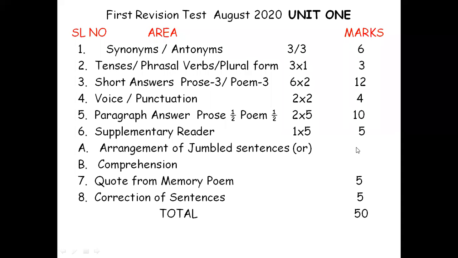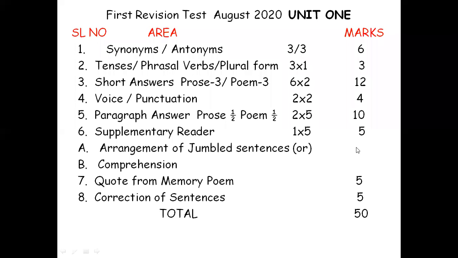Then followed by short answer type, that is very brief answers. From prose, 3 questions will be there, and from poem, 3. The nature of questions: for the prose lesson, 3 direct WH questions will be there. And for poem, lines will be taken from the poem, followed by 2 questions. The questions will be like paraphrasing. So 3 plus 3, 6 questions will be there.